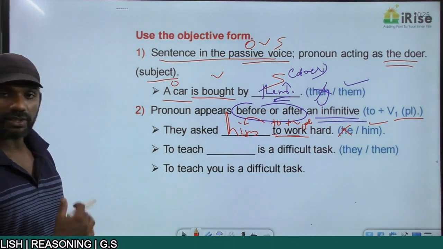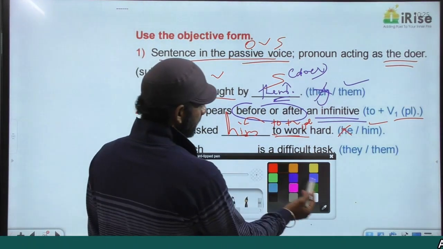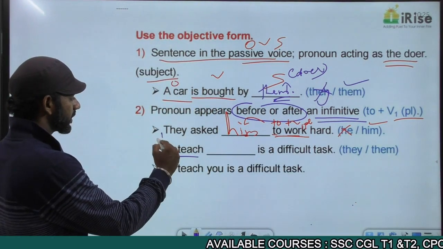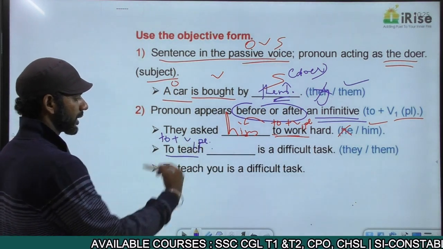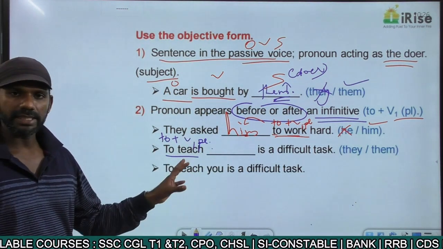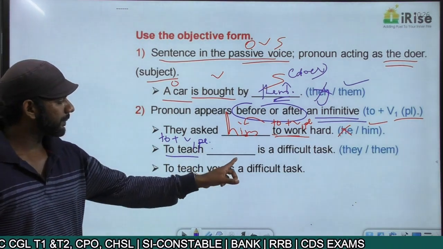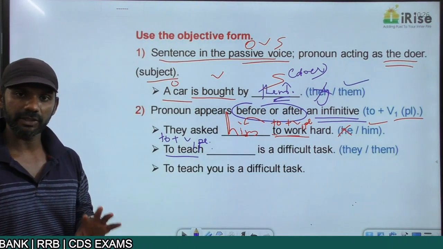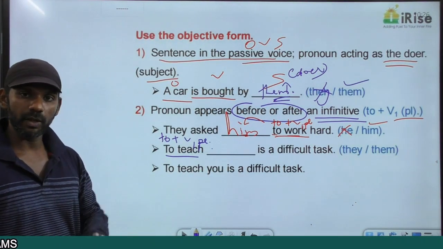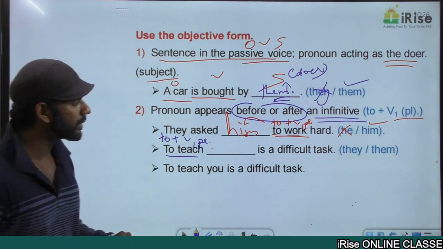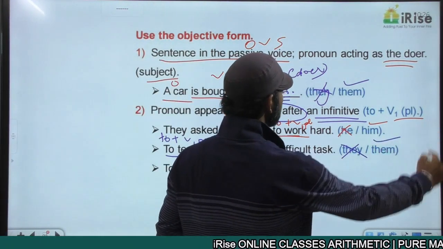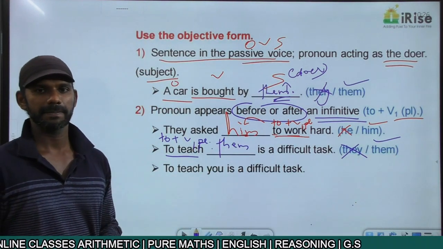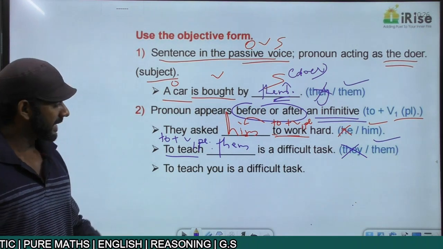The next one. To teach dash is a difficult task. The options are they, them. To teach is an infinitive: to plus V1 plural, teach is V1 plural. In this sentence, the pronoun is coming after the infinitive. When a pronoun comes before or after an infinitive, it must be in the objective form. So this blank must be filled with an objective pronoun. Based on that, they is eliminated, it must be them. To teach them is a difficult task. No doubt, right?